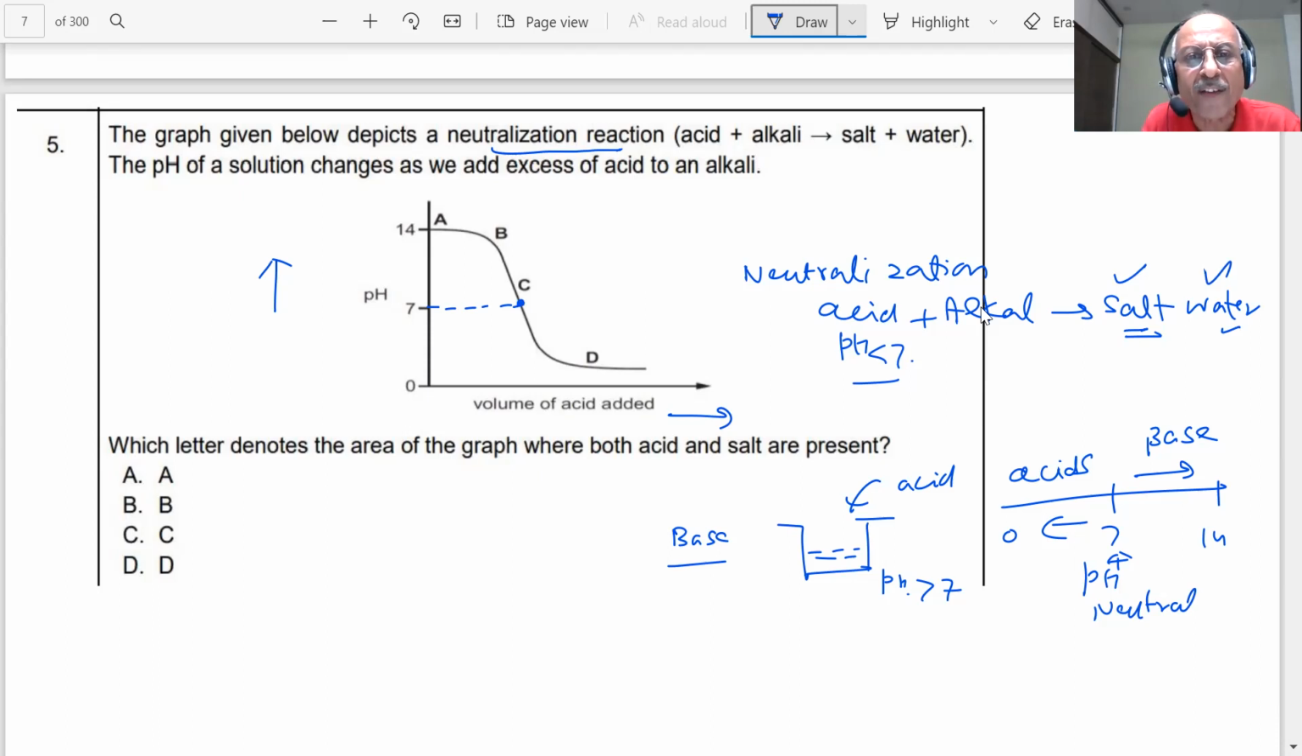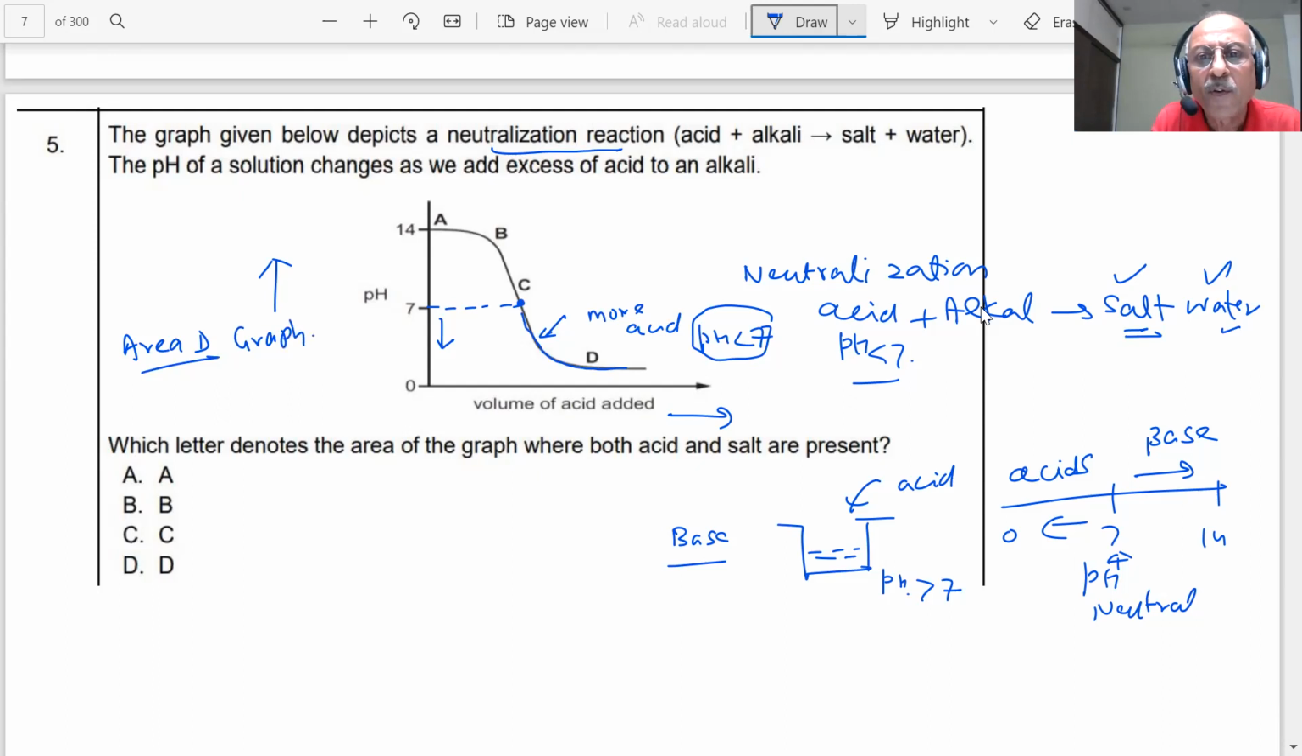After that, if you add more acid, what will happen? There is more acid here. More acid, student. In this region, you have more acid because pH is less than 7. Therefore, in this region, what do you have? More acid, and salt will also be there. There will be salt and acid. Therefore, student, in the area D of the graph, you will have acid because pH is less than 7, plus salt.